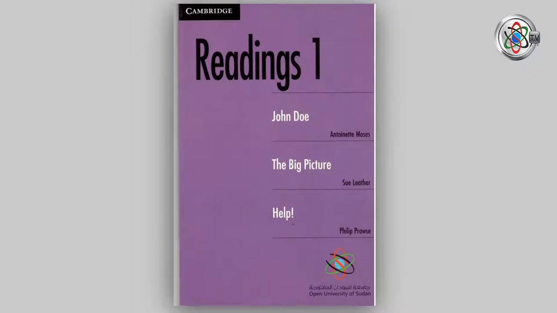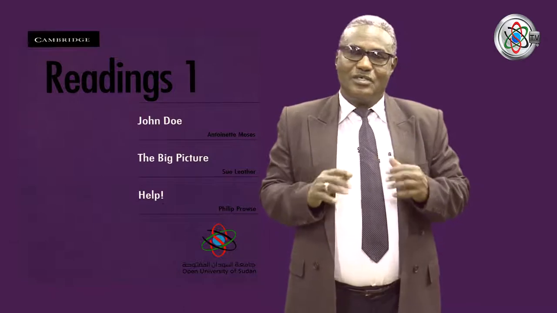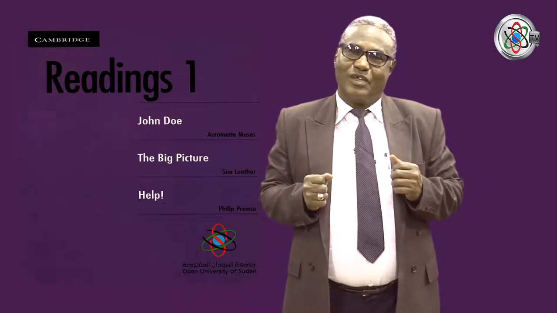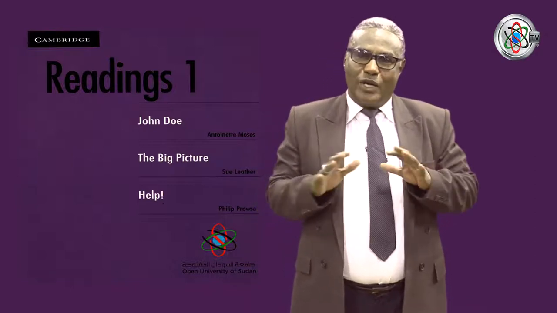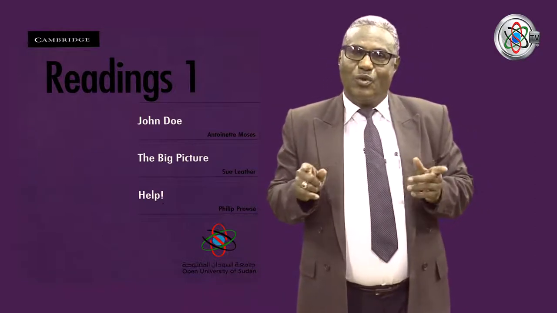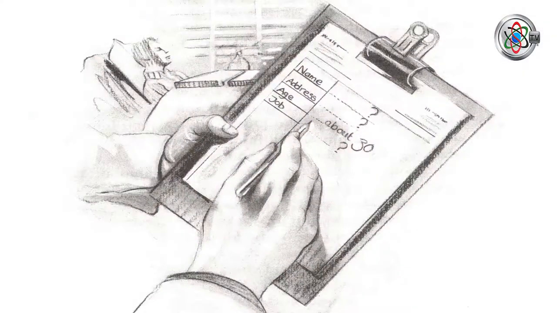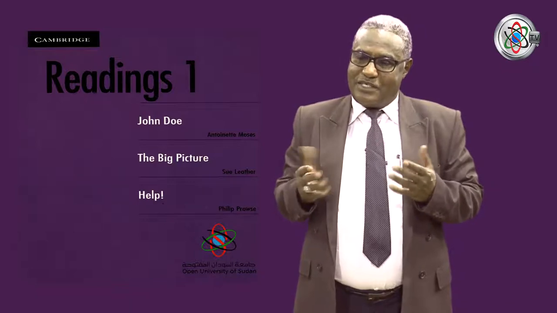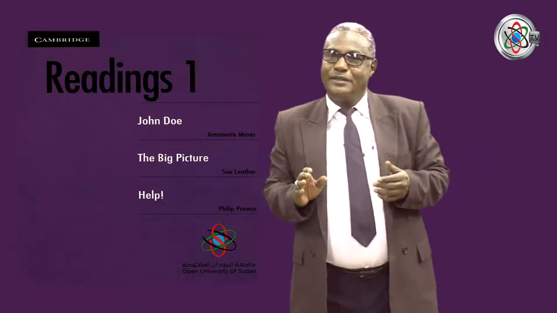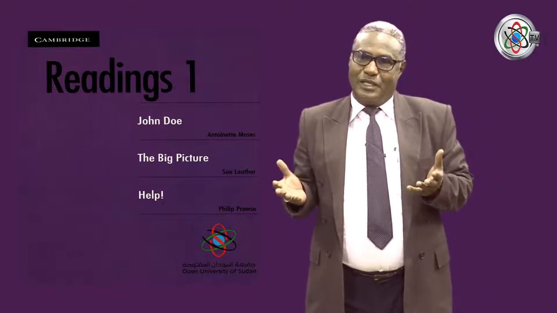So our focus in this lecture in particular is about John Doe. So what is behind this story? This story, first of all, lies in six chapters. Chapter 1 speaks about the man without a name. Again, this story lies in six chapters. Chapter 1 is entitled The Man Without a Name.